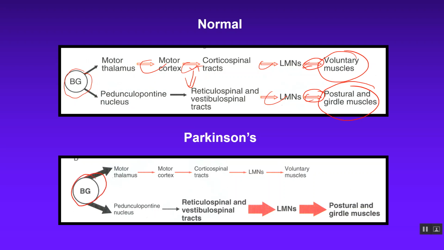With Parkinson's disease, you'll notice that you now have too little, the arrow is smaller. You have too little movement of voluntary muscles, but because of the influence over this pedunculopontine nucleus in the brainstem, you have too much motor output to postural and girdle muscles. This is where the rigidity comes from. And this is where the akinesia and bradykinesia come from. That's all I want you to know from that diagram. Not every connection in there, just the general idea of what happens with Parkinson's.